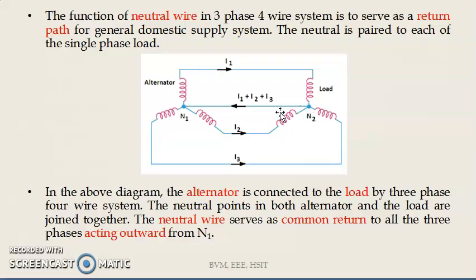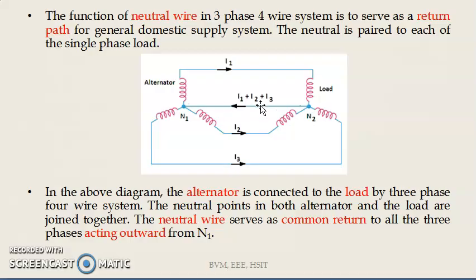See here, N1 is the neutral point of the alternator, and N2 is the neutral point of the load. The neutral points of both the alternator and the load are joined together, right? The neutral wire serves as a common return for all the phases acting outward from N1. See here, this I1 comes here, right? I2 returns, and I3 returns through this neutral.